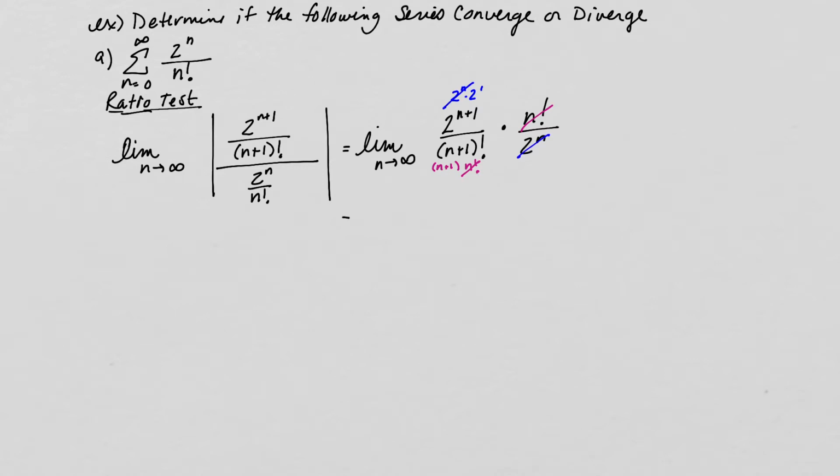And what I'm looking at here is the limit as n approaches infinity. So left on the top, I have a 2. On the bottom, I have an n plus 1. So we're looking at 2 over n plus 1. And if you plug infinity into that, it's going to end up being 2 over infinity, which goes to 0. And 0 is in fact less than 1, so this is going to converge.